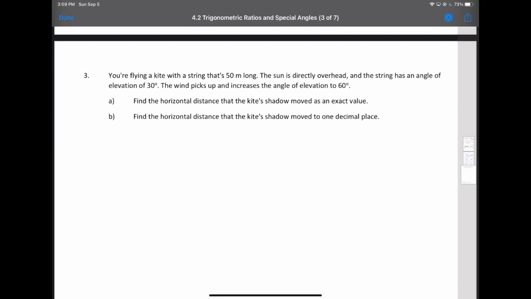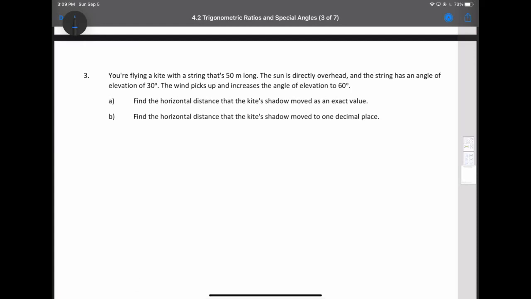Okay, I'm going to continue assuming that you actually tried the problem, knowing full well you probably didn't. Anyway, let's start by trying to figure out what the question is asking, maybe draw a picture, that's always helpful with word problems, and go from there. So you're flying a kite with a string that's 50 meters long. The sun is directly overhead, and the string has an angle of elevation of 30 degrees. Angle of elevation means angle upwards from the ground, just as a reminder. The wind picks up and increases the angle of elevation to 60 degrees.